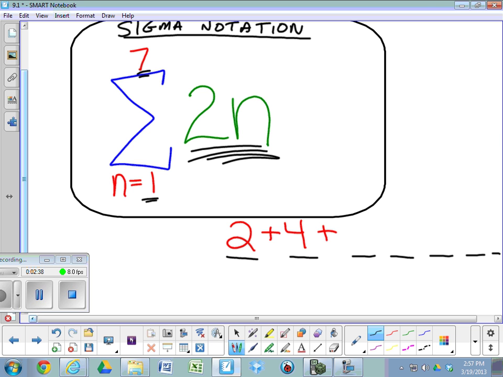So what do you get when you put in 1? 2. Put in 2. 4. Put in 3. 6. Put in 4. 8. Put in 5. 10. Put in 6. 12. Put in 7 and stop at 14. That's how sigma notation works this way. It generates a list of numbers to add.